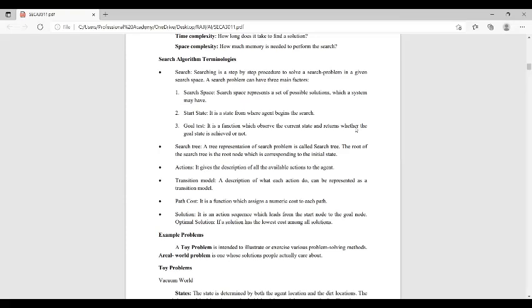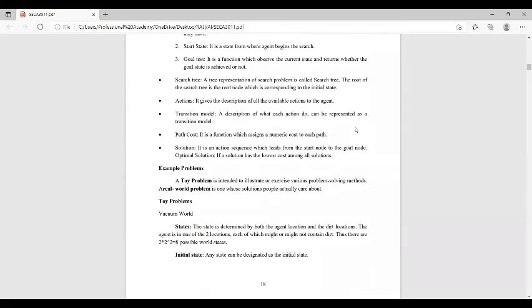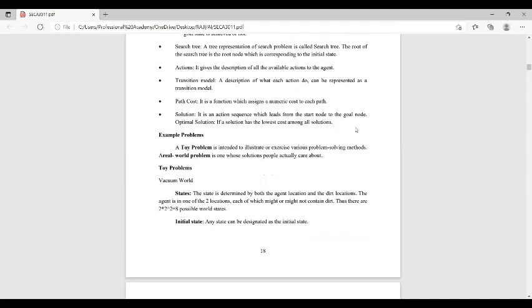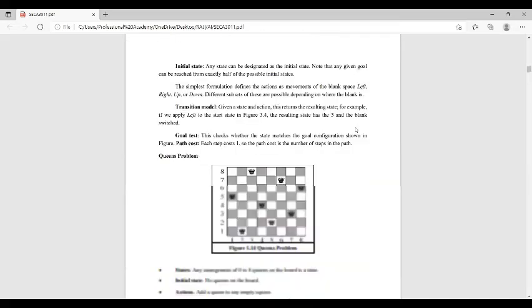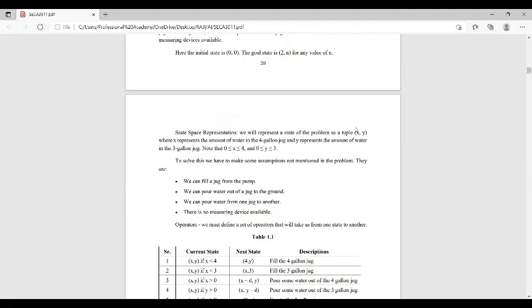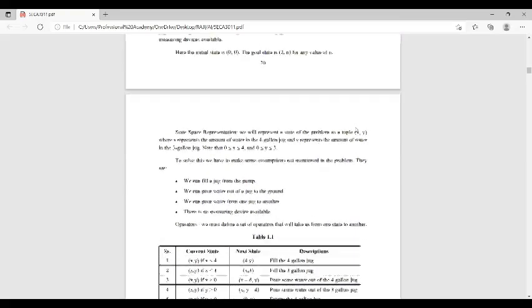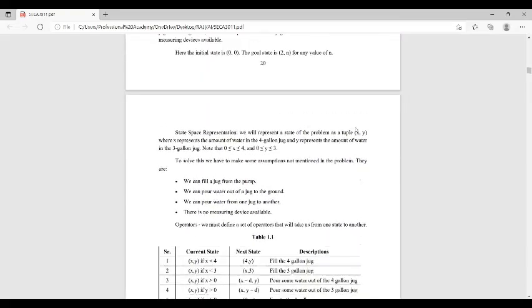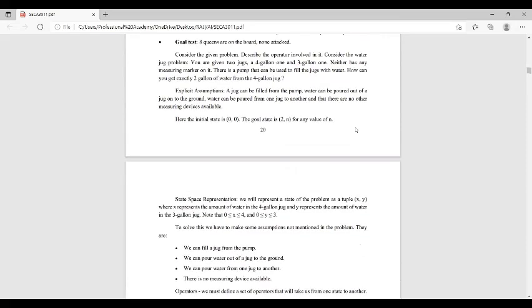A path cost is a function which assigns a numeric cost to each path. The solution is an action sequence which leads from the start node to the goal node. And an optimal solution is, if the solution has the lowest cost among all the solutions, then it is called an optimal solution. So that is all about the search terminologies.